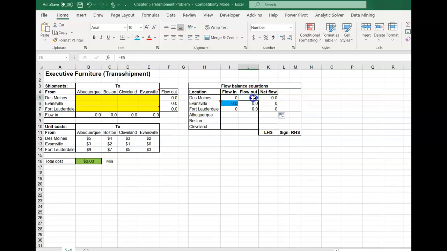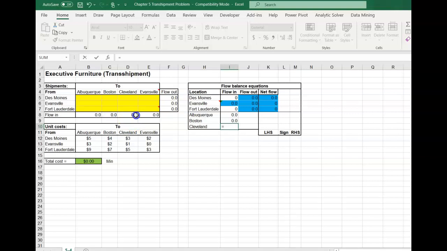Now, because each of these new cells that I filled in have formulas in them, I'll highlight them in blue as well. Let's move on to the demand nodes. For Albuquerque, the flow in is equal to the cell B8, where we are calculating the sum of all the quantities that are shipped into Albuquerque. For Boston, it's equal to C8, and for Cleveland, it's equal to D8. And again, I will highlight this in blue.